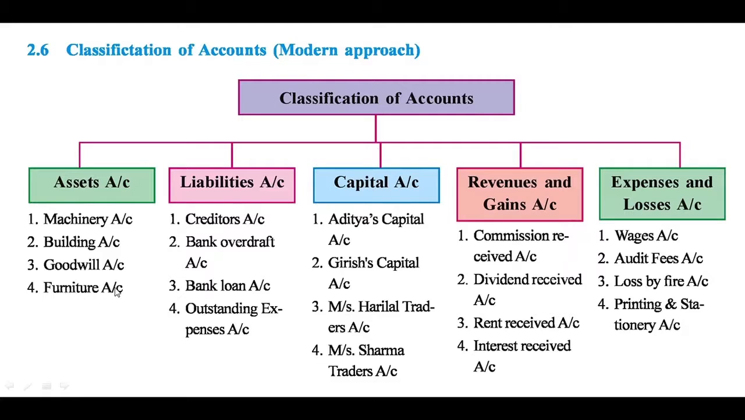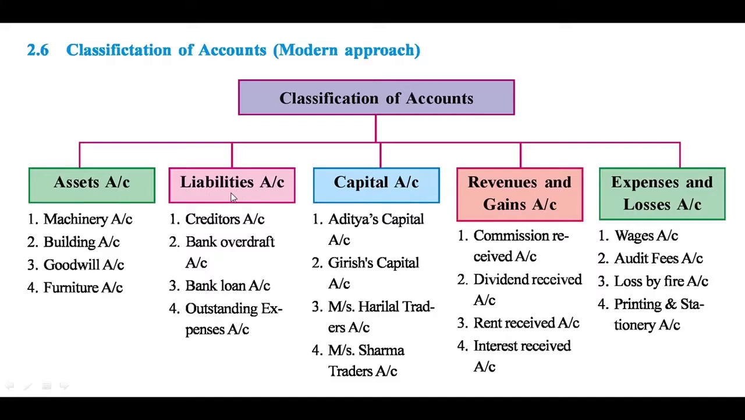Then furniture account. Though they have given only 4 examples, there are a number of assets. Something that is receivable by the business, I'll repeat again, something that is receivable by the business is also considered as an asset. Second type is the liabilities account.